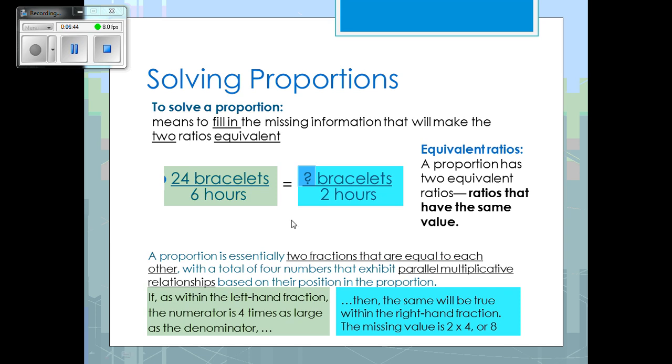A proportion is essentially two fractions that are equal to each other with a total of 4 numbers that exhibit parallel multiplicative relationships based on their position in the proportion. Now, to solve the given proportion, I can look down here to this green box. Within the left-hand fraction, the numerator is 4 times as large as the denominator, because 6 times 4 is 24. Then the same will be true within the right-hand fraction, the blue box. The missing value is going to have to be our denominator 2 times 4, which equals 8. So we get 8 bracelets in 2 hours.